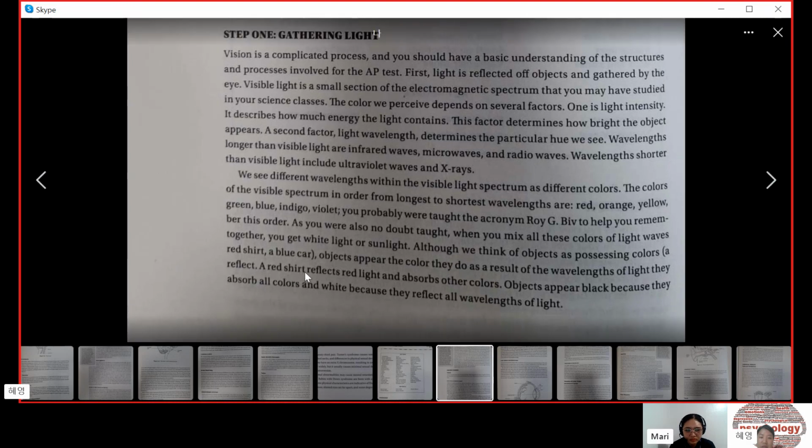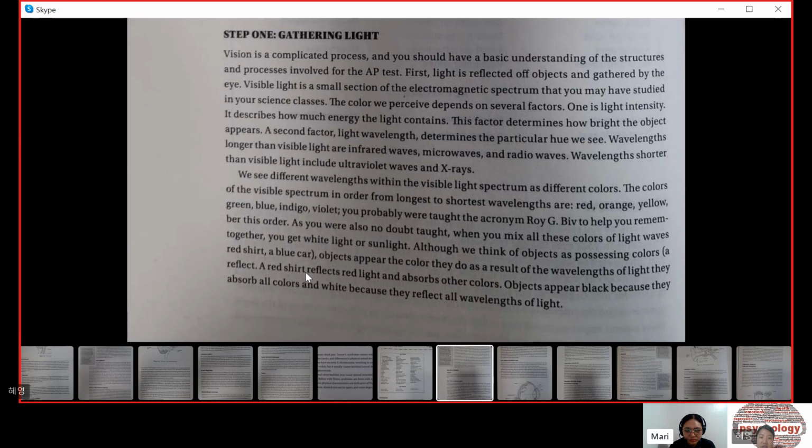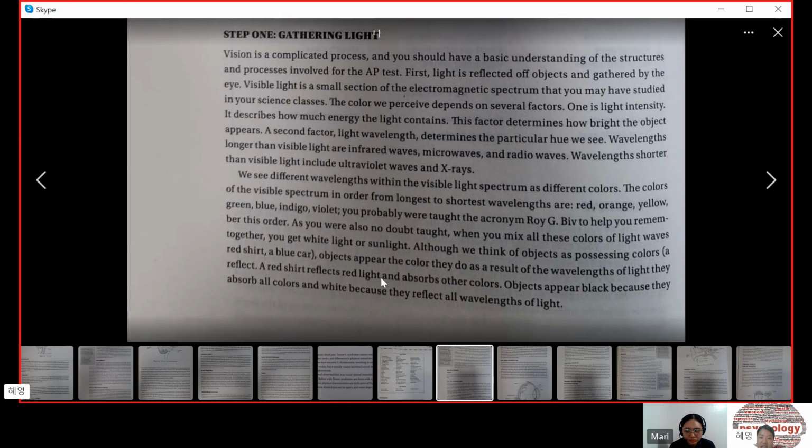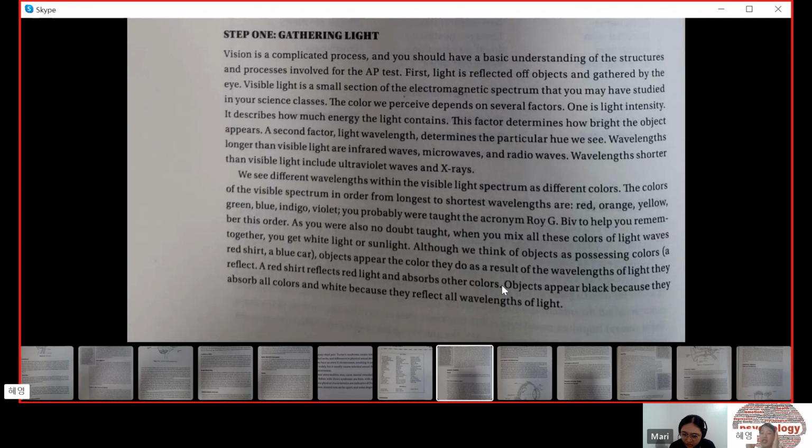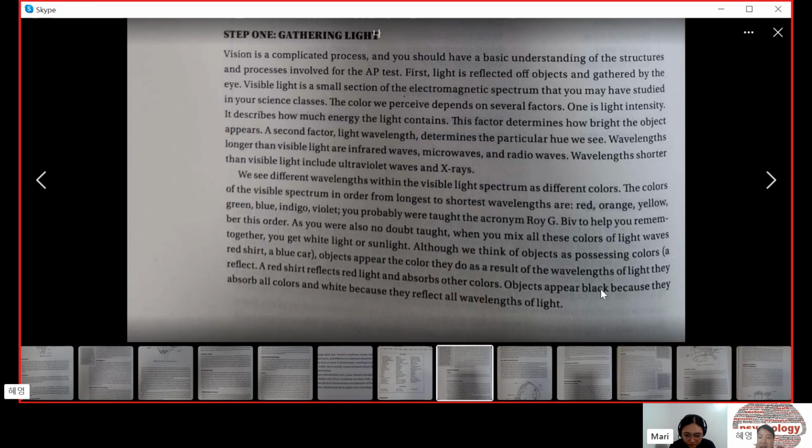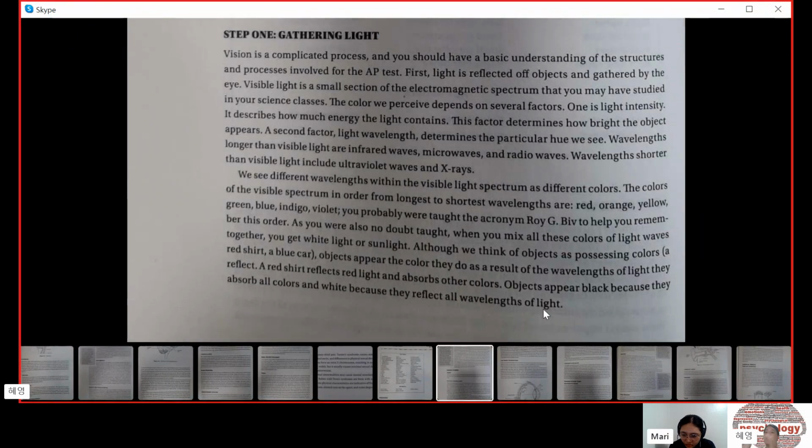A red shirt reflects red light and absorbs other colors. That's why we think of it as a red color. An object appears black because it absorbs all colors, and white because it reflects all wavelengths of light. That's why we think the object is black.